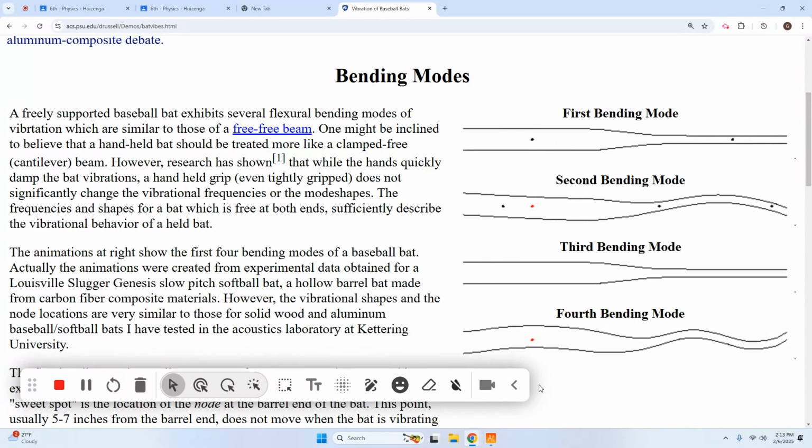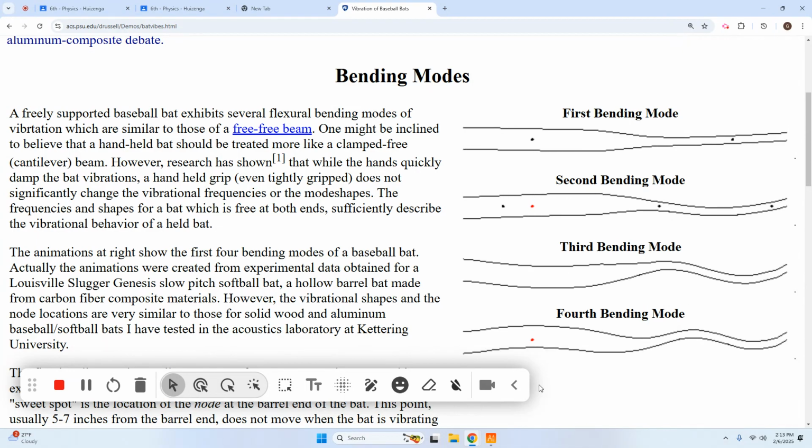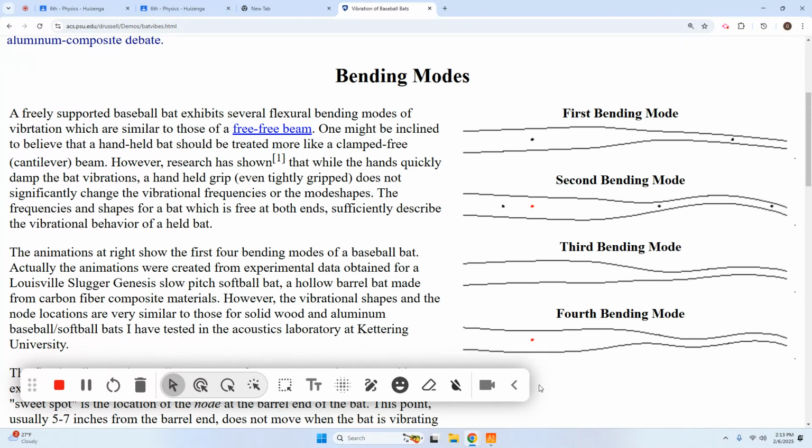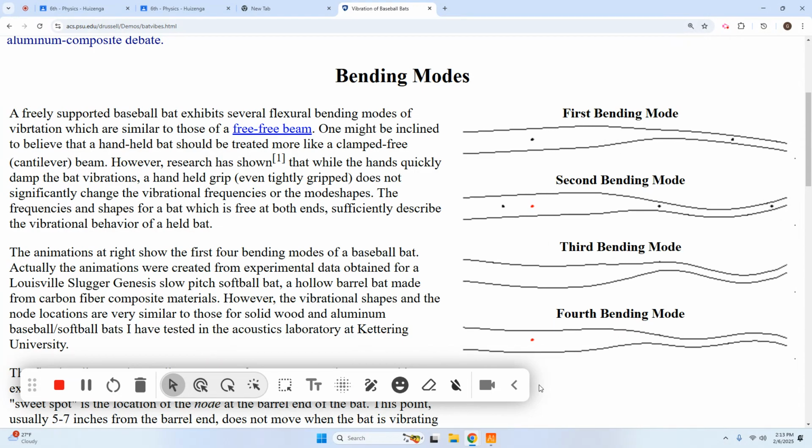If you've ever hit a ball with a bat, you know that there's a sweet spot. That sweet spot occurs at one of those black dots that you see up there. Those black dots, you notice they're not moving at all. Those are technically called nodal locations.